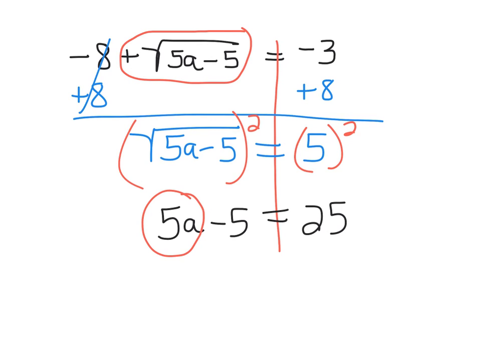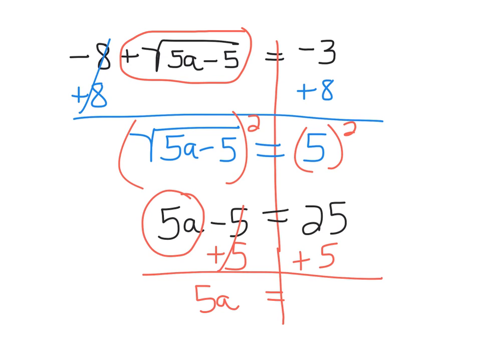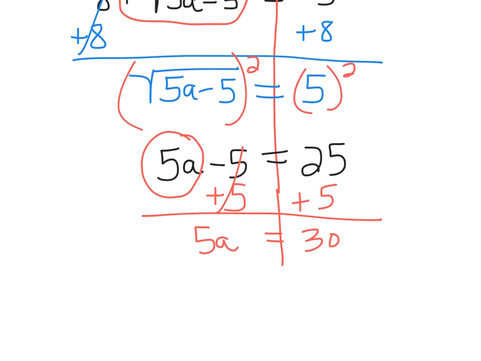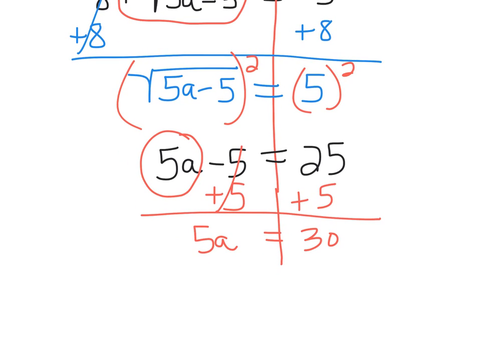So I'm going to circle my a because my goal is to get that by itself. So I'm going to move 5. The inverse of -5 is +5 on both sides. And what that gives me is 5a equals 30. And my goal, with 5a equals 30, is to solve for a.